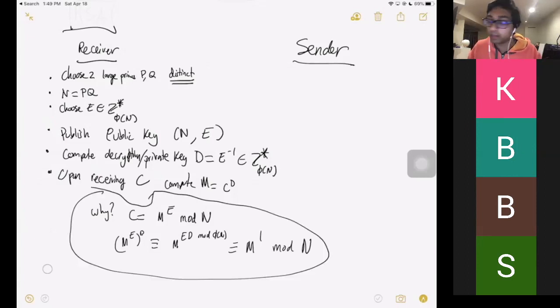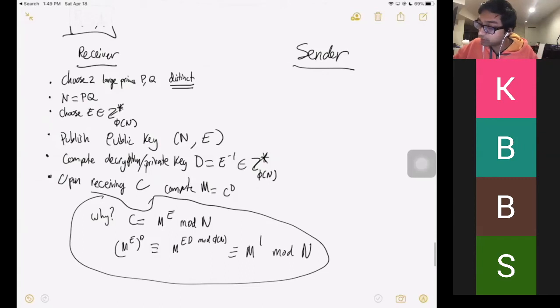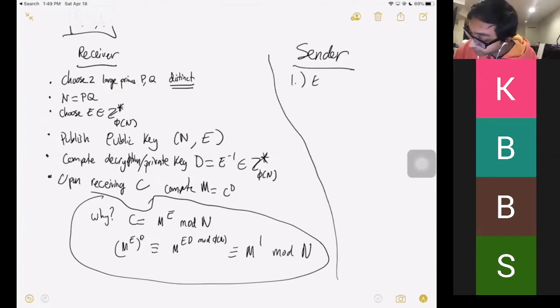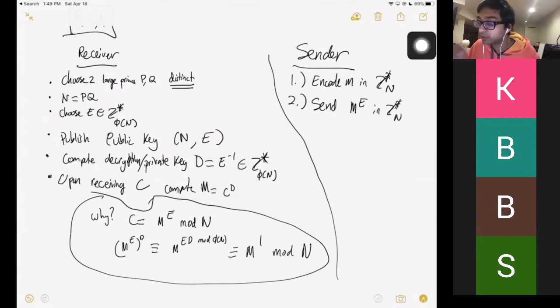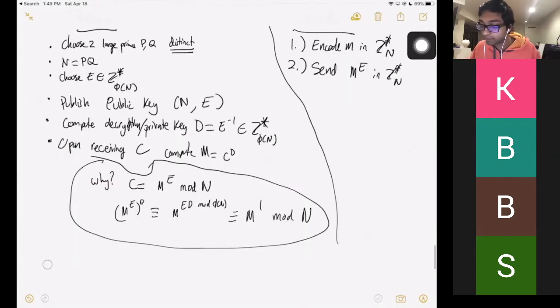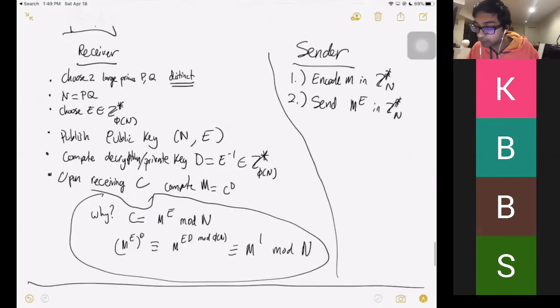Okay, and now what the sender has to do is pretty simple. If they want to talk to the receiver, then all they have to do is encode M in Z star n, and then the second thing is they have to send M to the E in Z star n. Cool. All right, awesome. So now I'm going to leave this here and we're going to go through these problems together.